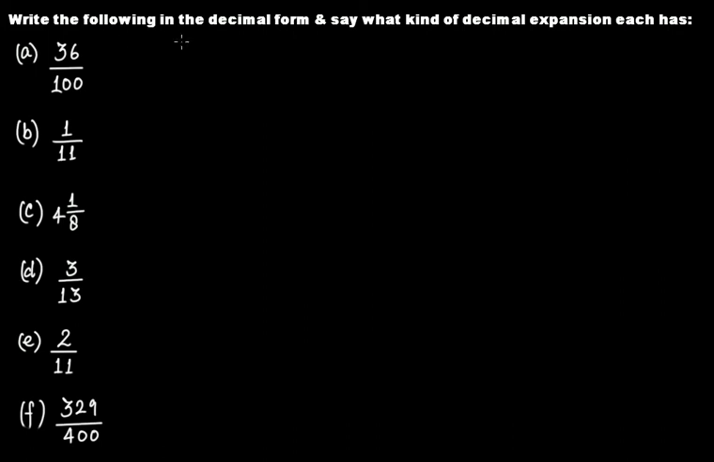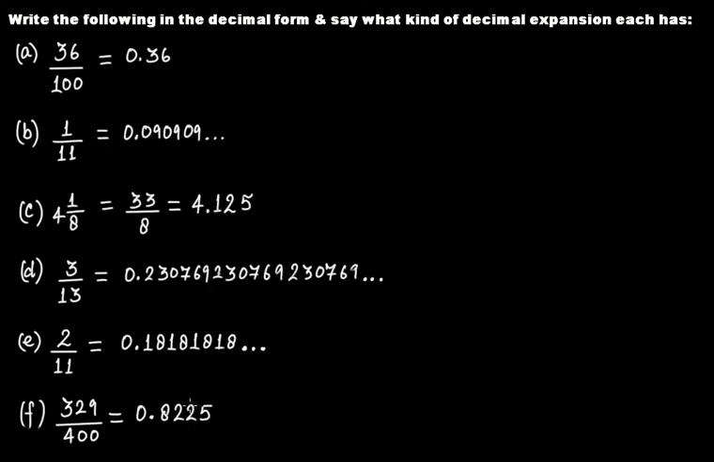Write the following in the decimal form and say what kind of decimal expansion each has. So the first one is 36 by 100, then 1 by 11, and then we have some other rational numbers. You have to write these in the decimal form. I have already solved it, and the only thing you have to tell here is what kind of decimal expansion each has. We have discussed this in our previous video tutorial.